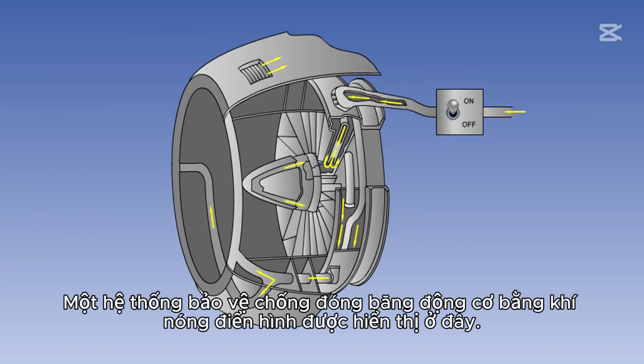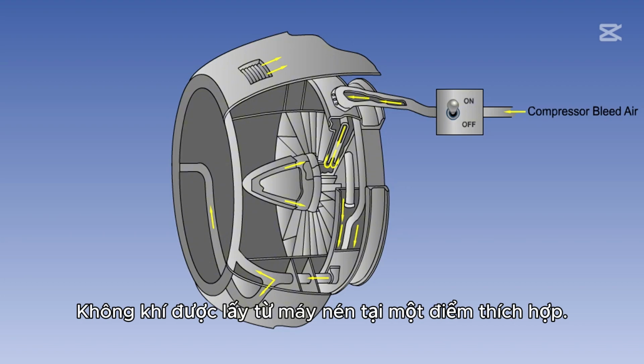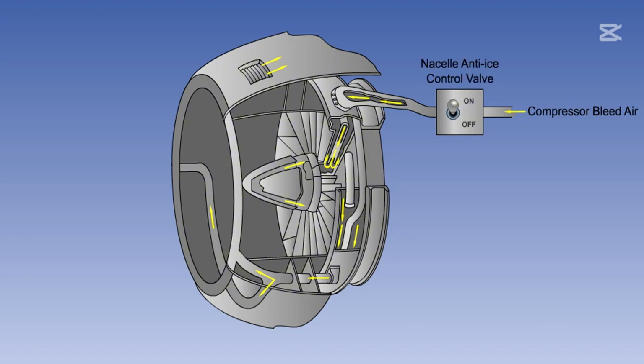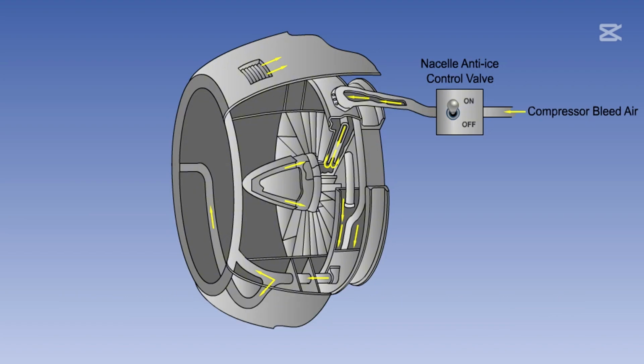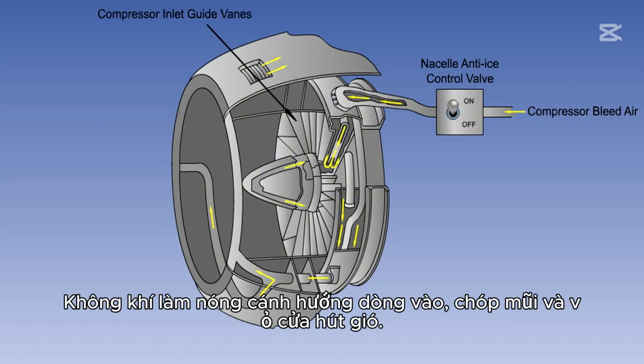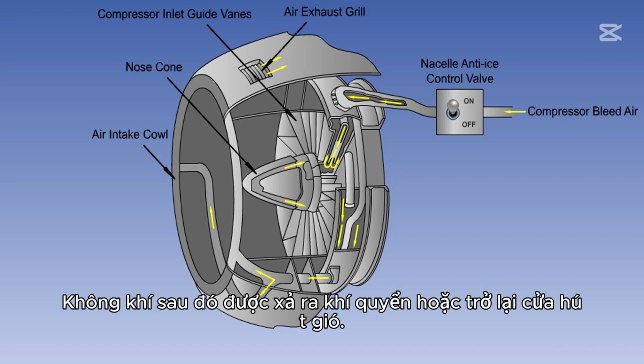A typical hot air engine ice protection system is shown here. The air is tapped from the compressor at a suitable point. It passes through an electrically operated control valve, which is actuated by a switch on the flight deck. The air heats the inlet guide vanes, the nose cone, and the air intake cowl. The air is then exhausted either to atmosphere or back into the air intake.